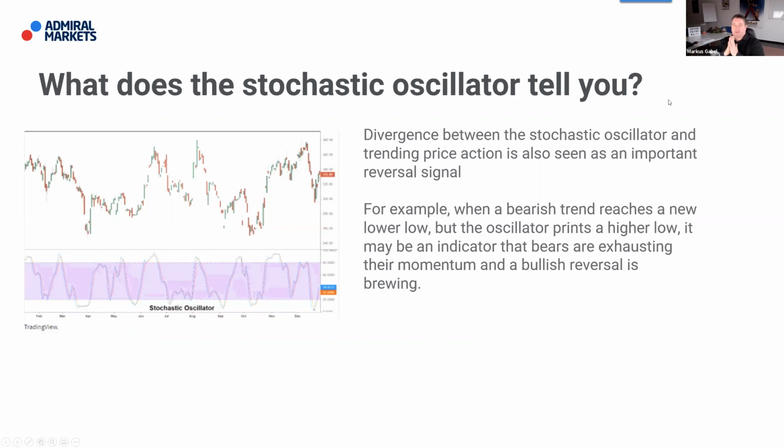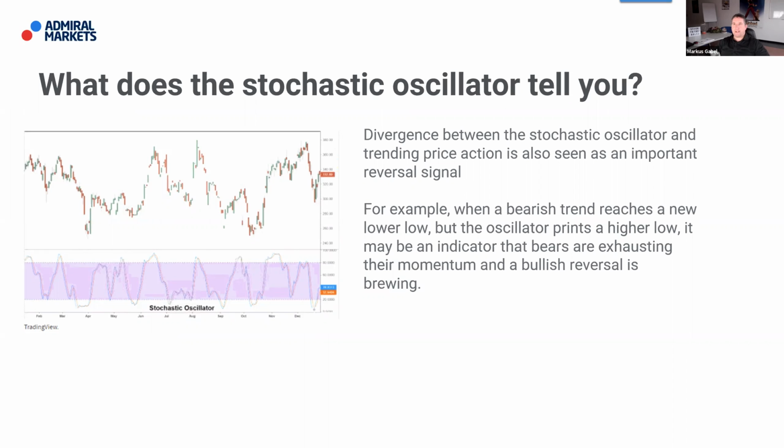Divergence between the stochastic oscillator and trending price action is also seen as a really important reversal signal. With this in mind, we can create a wonderful strategy. For example, when a bearish trend reaches a new lower low, but the oscillator prints a higher low, it may be an indication that bears are exhausting their momentum and a bullish reversal is brewing.